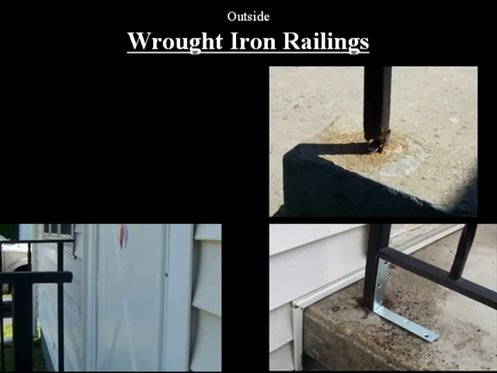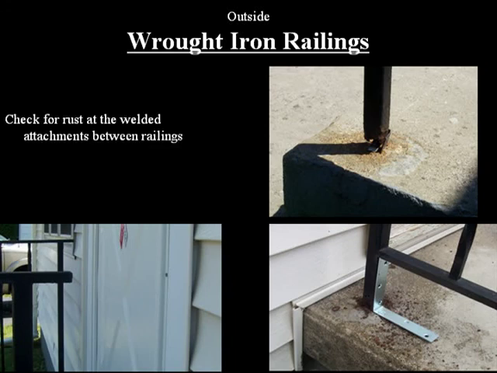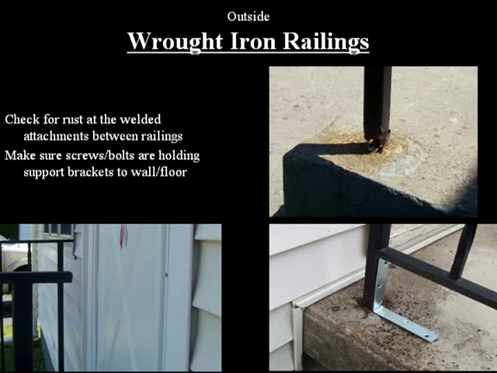Last but not least is the issue of wrought iron supports and handrails. Iron eventually rusts when it's in direct contact with concrete. When you're inspecting this, look for 3 things. Check for rust at the welded joints between the railings. Check to make sure that there are screws or bolts to hold the support brackets to the walls, ceilings, or floors. And finally, people like to lean on stair or balcony railings. Lean against them to verify their safety.